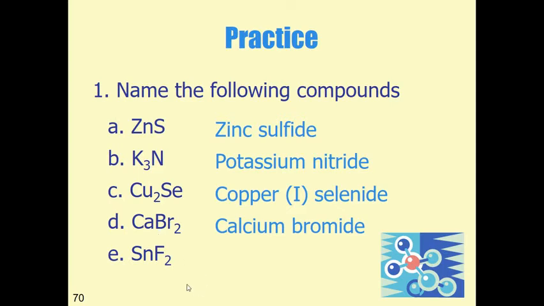That's calcium bromide. This is a PAS element. We need to find its variable charge. When we do that, we find that it is called tin 2 fluoride. Let me show you how we work out tin 2 fluoride.